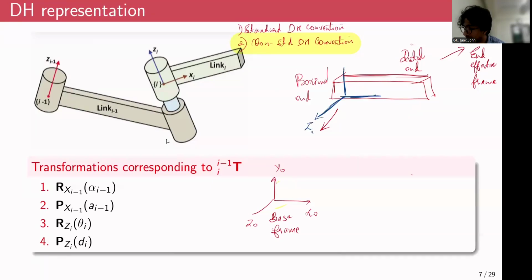Maybe Zi, Xi, and Yi. Just a single frame of reference. So this is the foundation, or the basic. This is how we begin getting into a DH representation, by attaching a frame of reference at the proximal end of a rigid body. So here you can see that there are two links, right? Two links, link i-1 and link i.